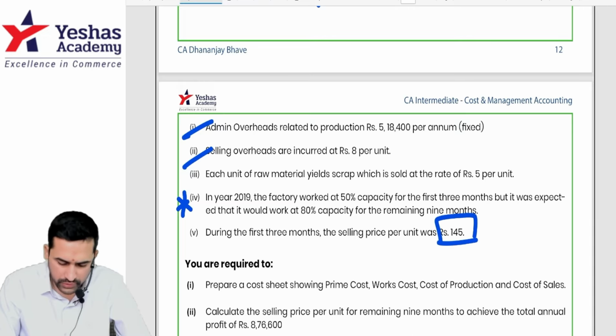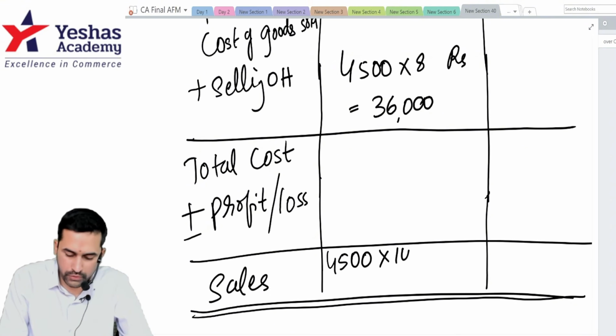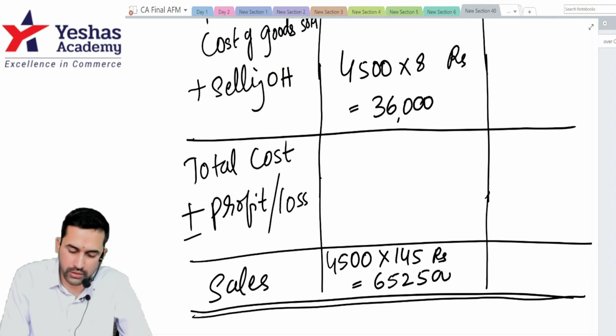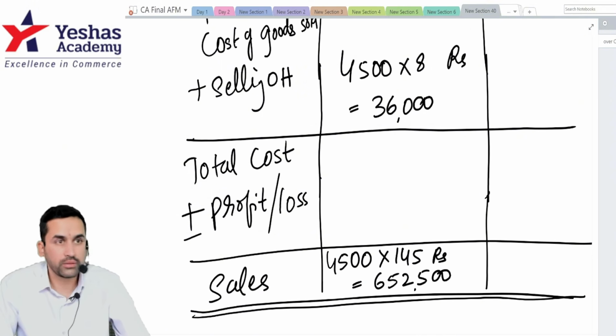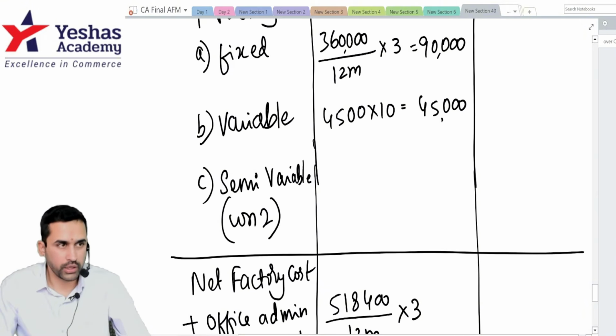145, sorry, 145. 4,500 into 145 rupees, 6 lakh 52,500. That means if I get total cost, profit will be the balancing figure. Correct? Now to get total cost, only one number is pending. We get that, after that it's all calculator work. Working note 2, semi variable cost.